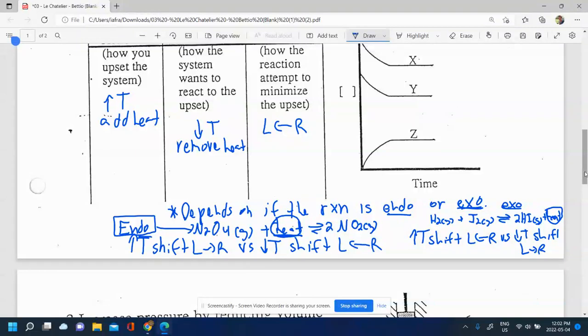You want to undo essentially what you did. If you added heat, you want to remove it. If you removed heat, you want to add it back. And so that's why the shifting will depend on whether you have an endothermic or an exothermic reaction.